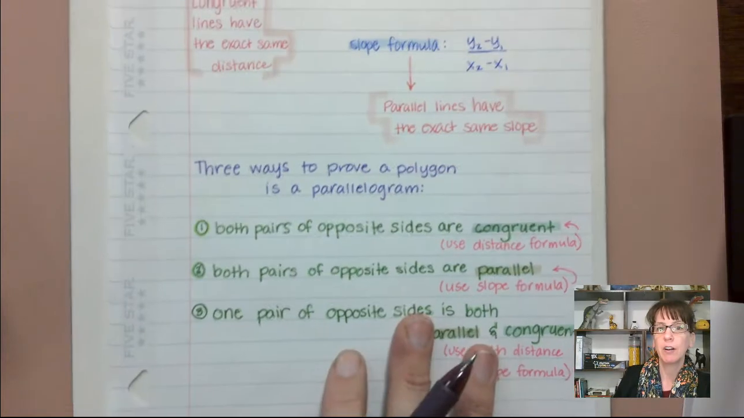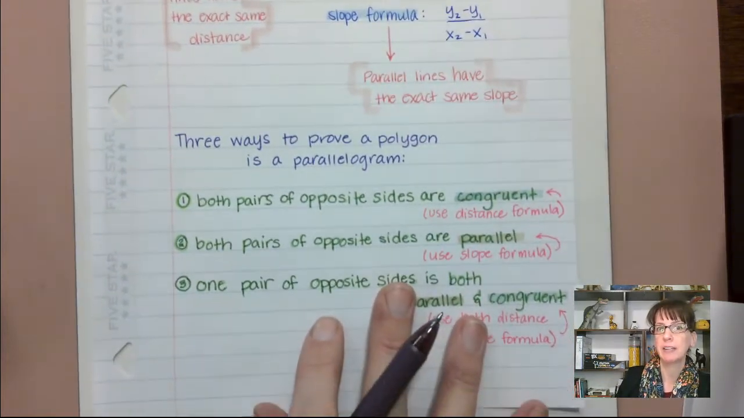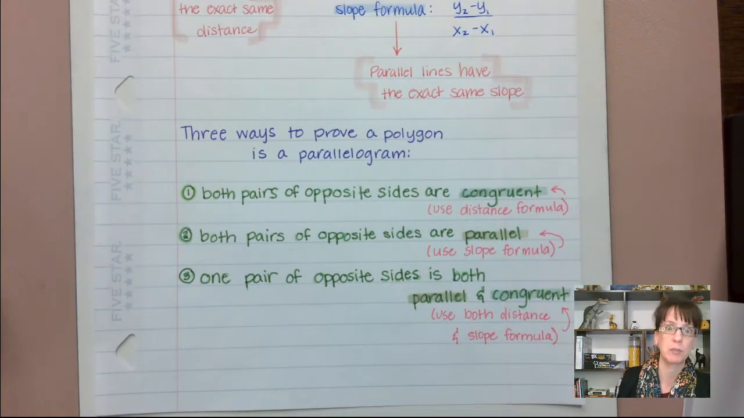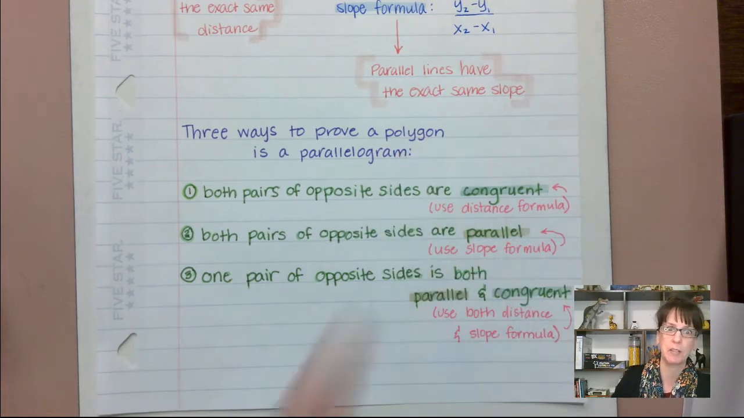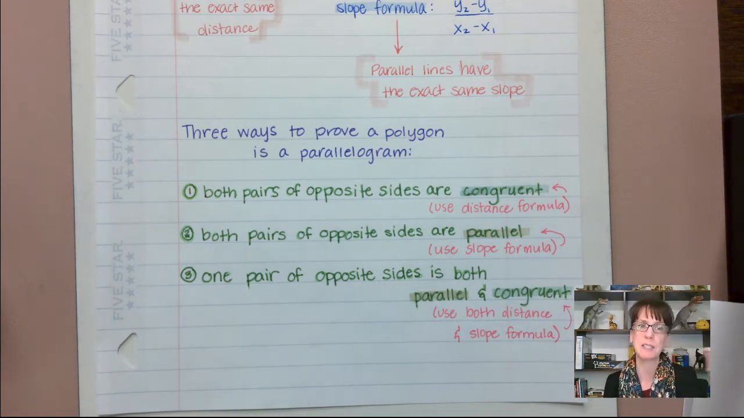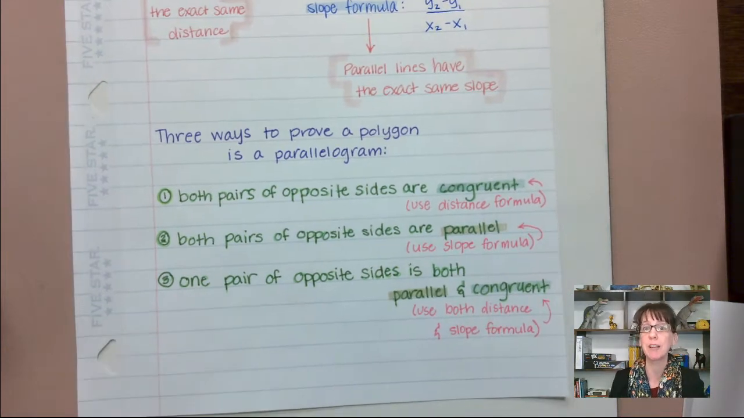Now, there are three ways to prove a polygon is a parallelogram. I should specify a quadrilateral. Three ways to prove that it is a parallelogram. You can do this by saying both pairs of opposite sides are congruent. You can do it by saying both pairs of opposite sides are parallel, or you can do this by saying one pair of opposite sides is both parallel and congruent.